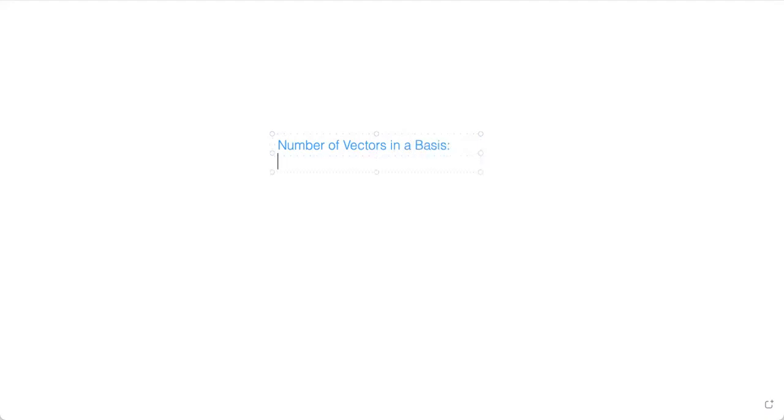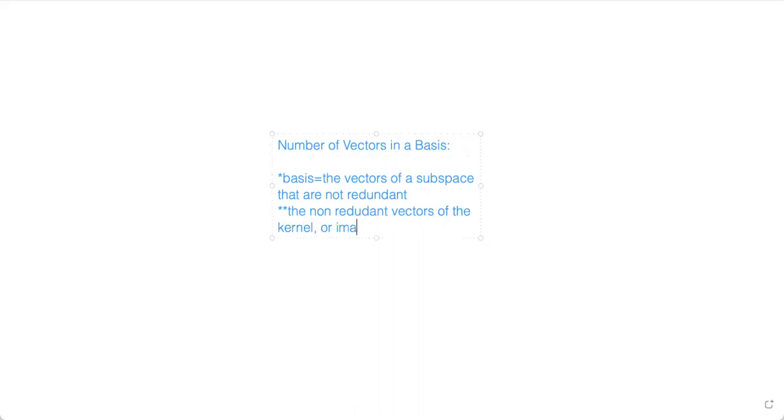So let's do a really quick review of what a basis is. Basis: the vectors of a subspace that are not redundant. In other words, the non-redundant vectors of the kernel or image, right? Okay.